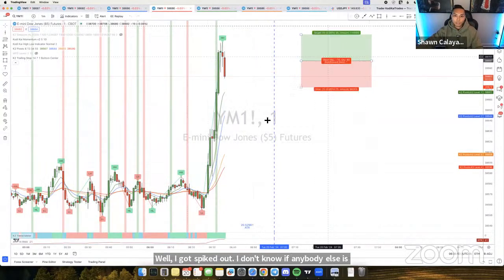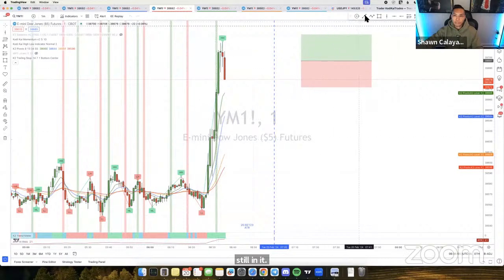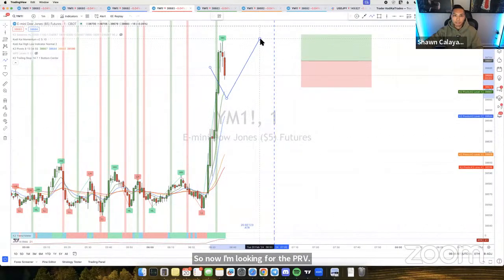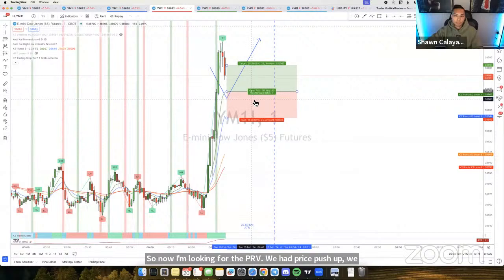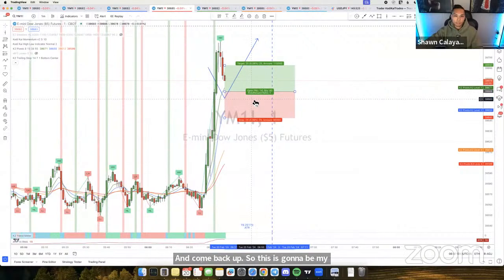So now I'm looking for the PRB. We had price push up. We had space. We're looking for price to come back down and come back up. So this is going to be my second opportunity to get back in to basically break even for the day.